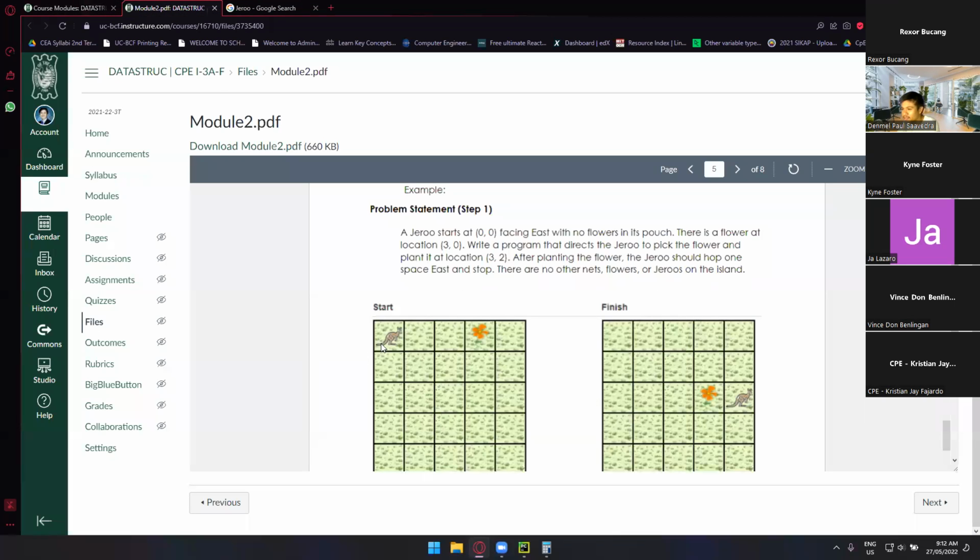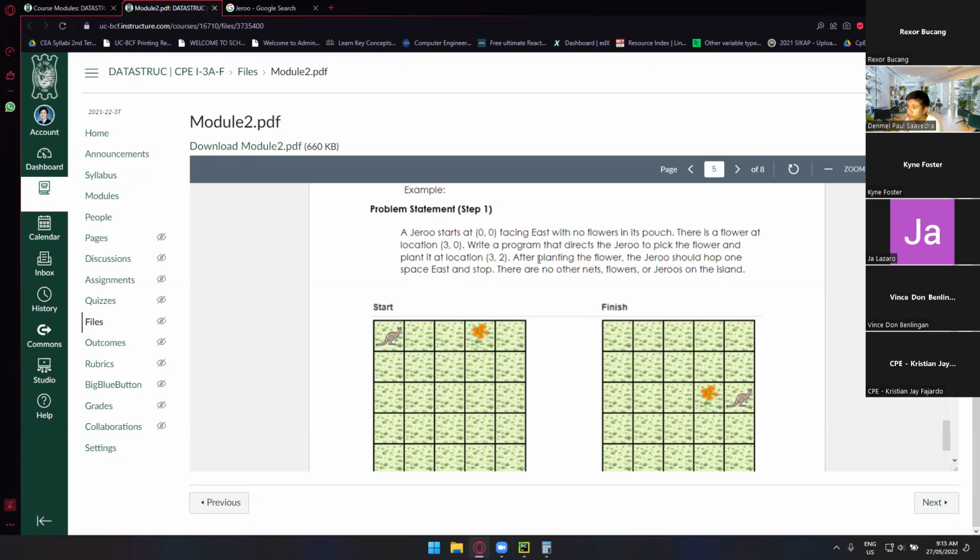So we have here the 0, which is at 0, 0. There is a flower at location 3, 0. The first number is the column and the second is the row, so it's column by row. So 0, 1, 2, 3, and it's still at row 0. Write a program that directs the 0 to pick the flower and plant it at location 3, 2. So 3, 2 is 0, 1, 2, 3, and then 0, 1, 2. It's around here, which is actually this one.